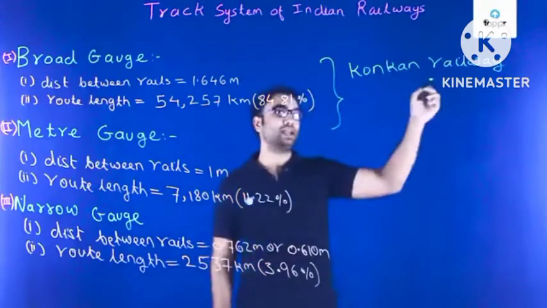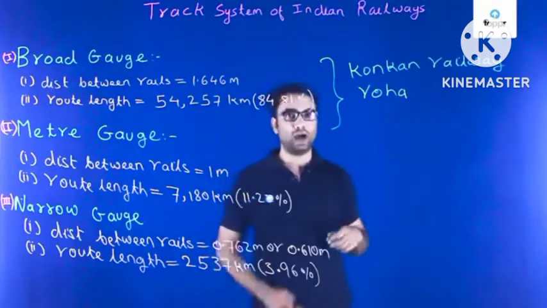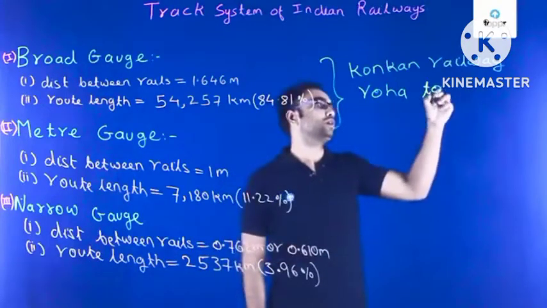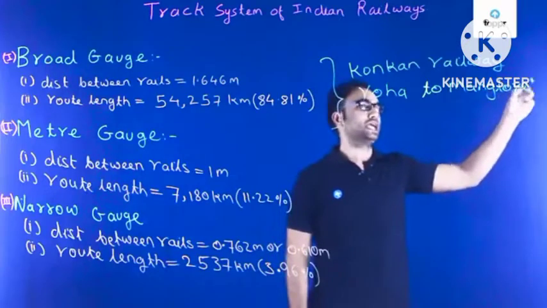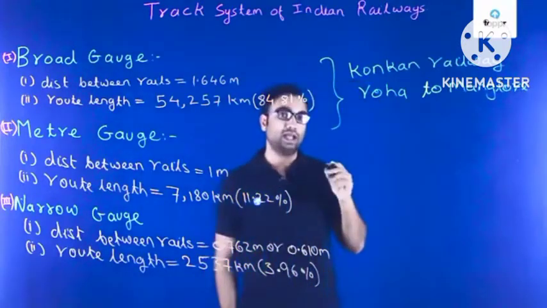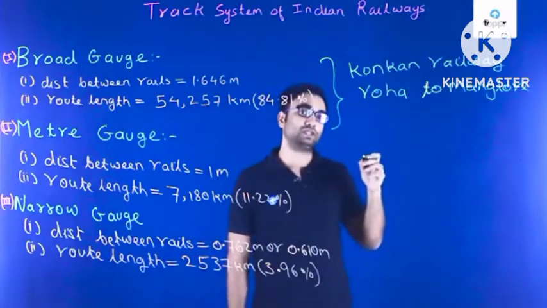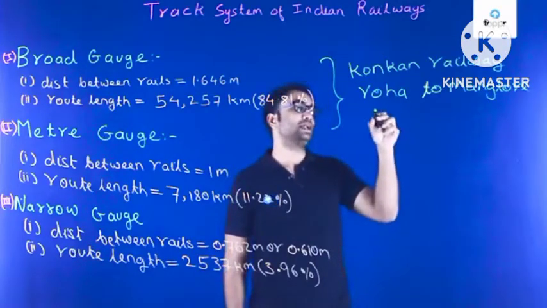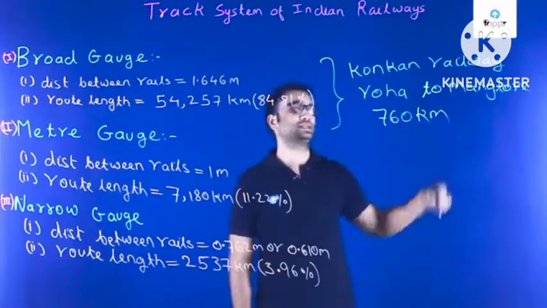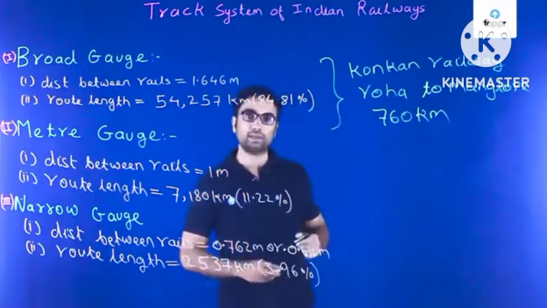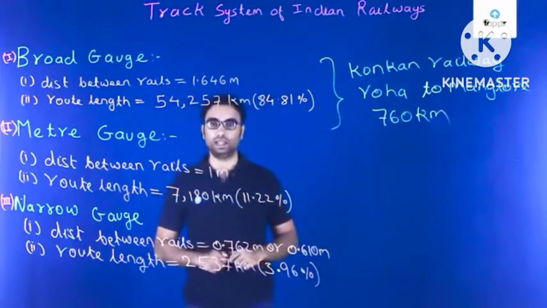Now, this Konkan Railway extends from Roha in Maharashtra to Mangalore in Karnataka. It is a railway line which is used for extremely quick transport, and it extends for about 760 kilometers. So students, remember these were the important points related to the track system in Indian Railways.